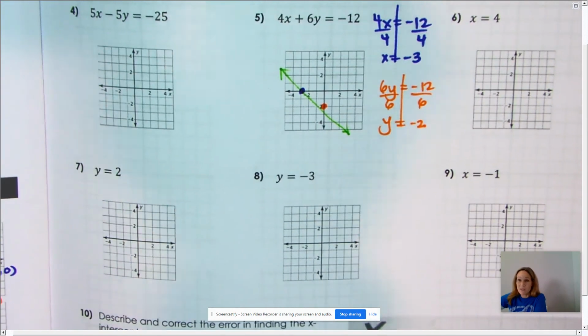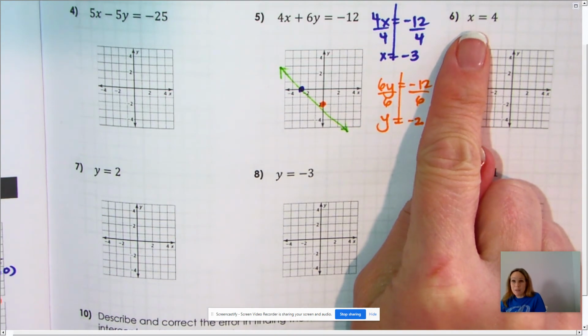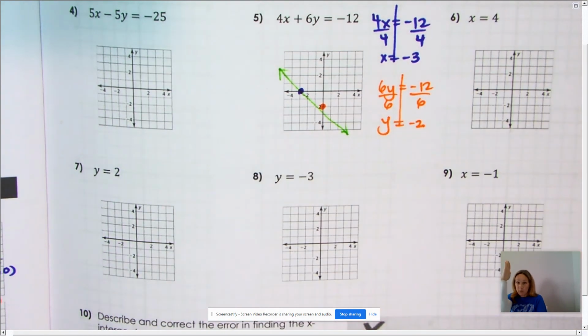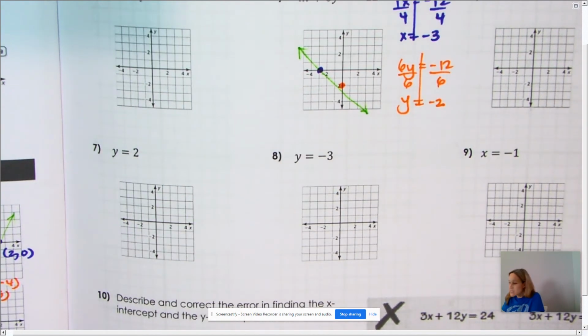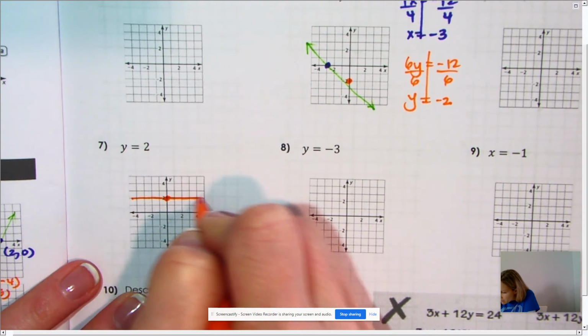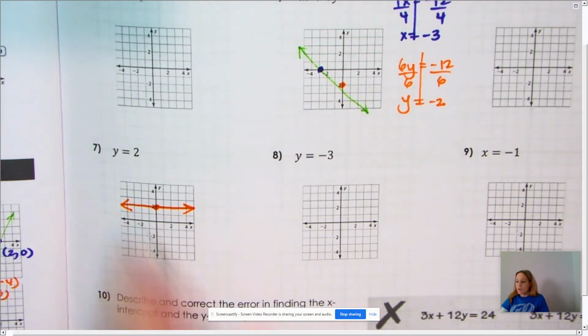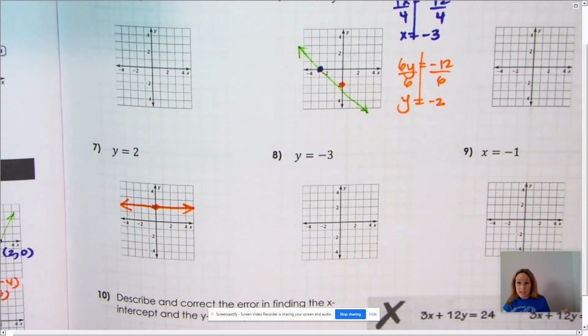Okay, this is like what we did in the practice, where that's the whole equation, you guys. It's going to pass through x at 4. So boop, vertical line. Question number 7, it's going to pass through the y-axis at 2. So that one is a horizontal line. Remember, if there's not x's and y's, it's not going to be a diagonal. If there's only x's or only y's, it's going to be either straight up and down or side to side.